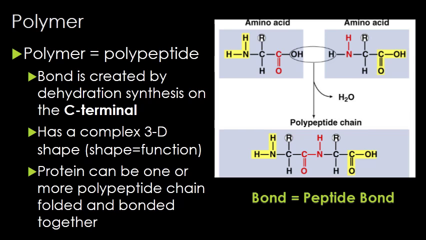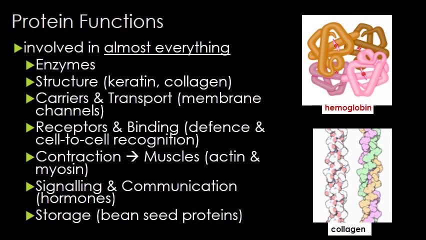Proteins have a very complex 3D shape, as we'll see later on, and that does mean that a protein could be made up of more than one polypeptide folded together. So proteins are very structurally diverse, therefore they are very functionally diverse, and proteins are involved in almost every function in the human body. Enzymatic proteins allow chemical reactions to occur more simply by lowering the energy of activation.